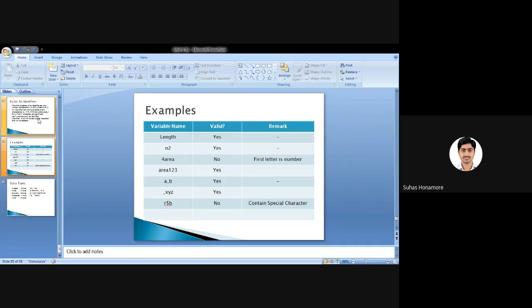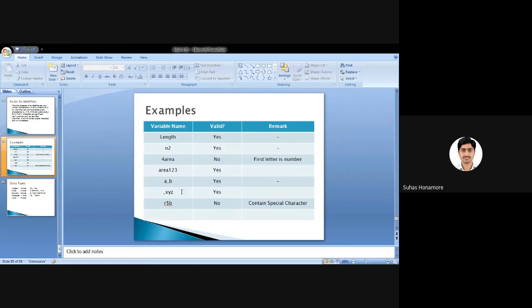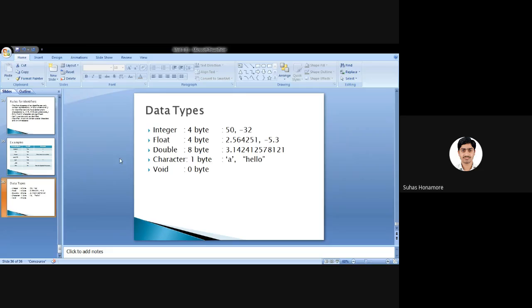So this is what we'll use, the variables or identifiers we are talking about. This is the rule for variables or identifiers, and these are the examples. Hope you people understood. Now we'll go ahead with the next one.